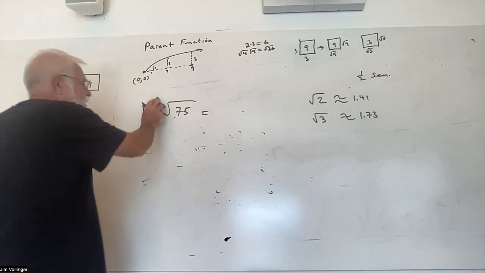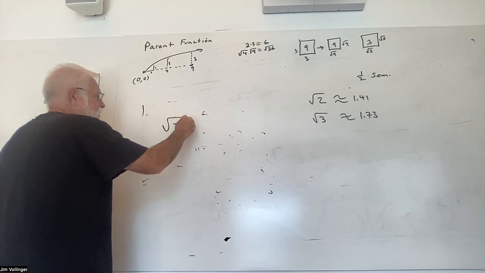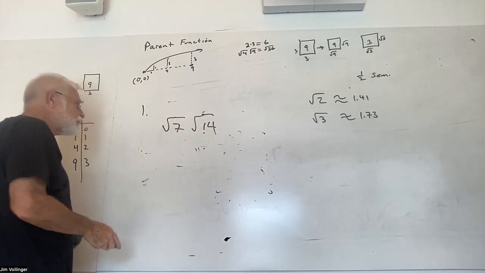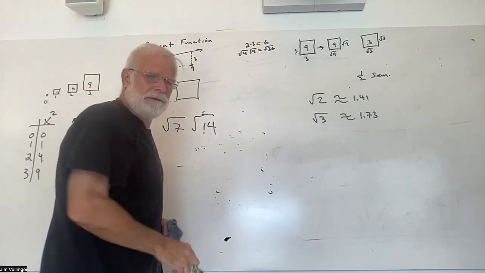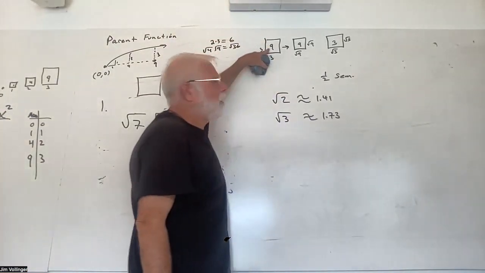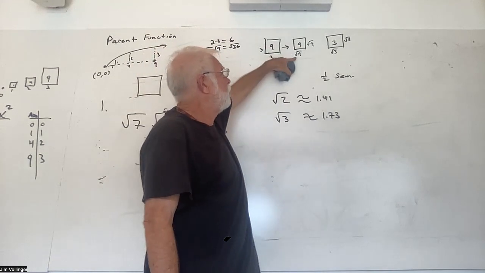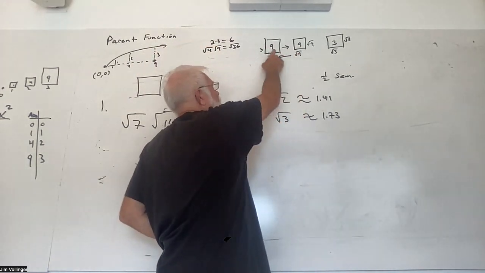All right, so what else is there? Well, there are problems like what's the square root of 7 times the square root of 14? How would we do something like that? Well, I know now from over here, let's make sure that you can see this. We'll start with something we know. The square root of 9 is 3. And 3 times 3 is 9.